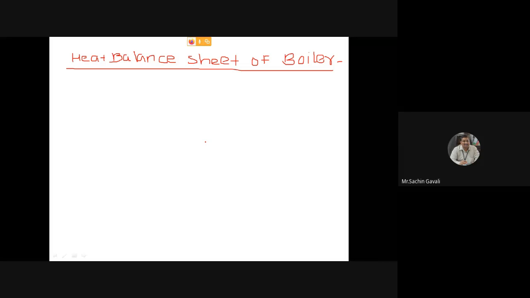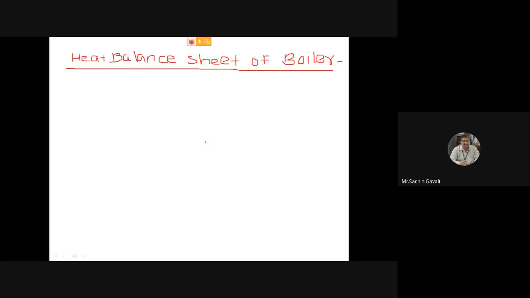Next line. Full stop. Generally, heat balance sheet of a boiler is drawn on 1 kg of fuel basis.